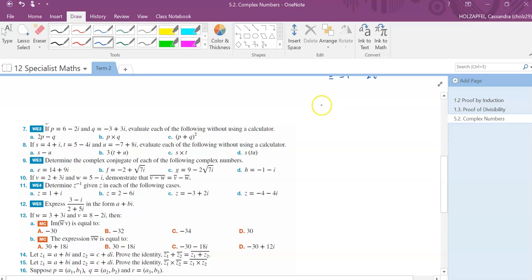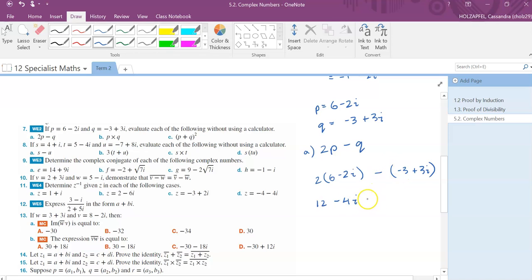The first thing I'm going to do is write down the information I do know: P is 6 minus 2i, and Q is equal to negative 3 plus 3i. The first question is 2P minus Q. So I'm going to multiply everything in here by 2. So 2 lots of 6 take 2i, minus negative 3 plus 3i. I'm going to expand these brackets and distribute this negative to this bracket as well. So I've got 2 times 6 is 12 minus 4i, negative 3 is going to make plus 3 minus 3i.